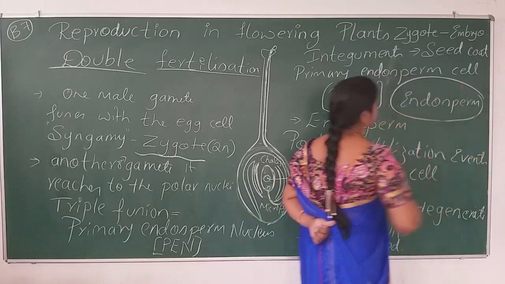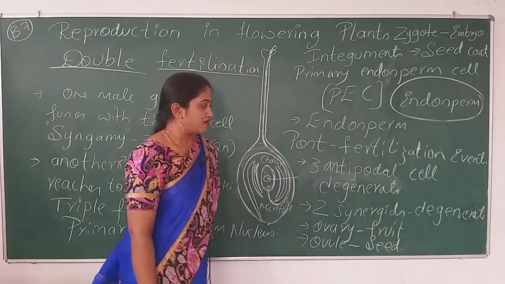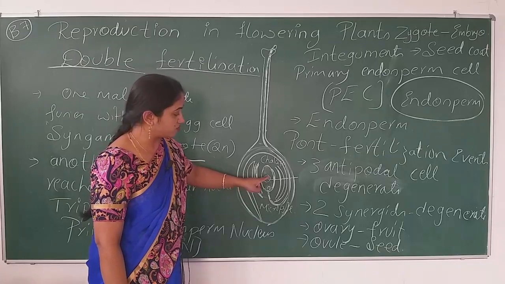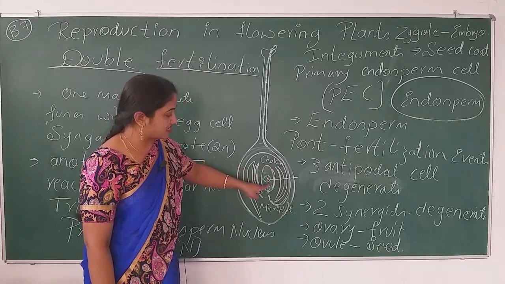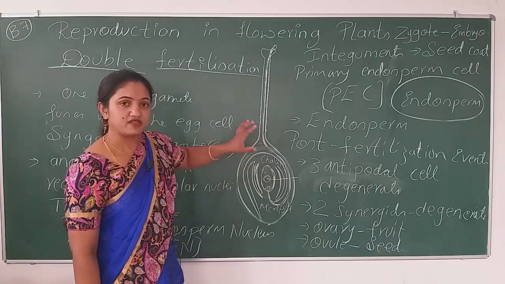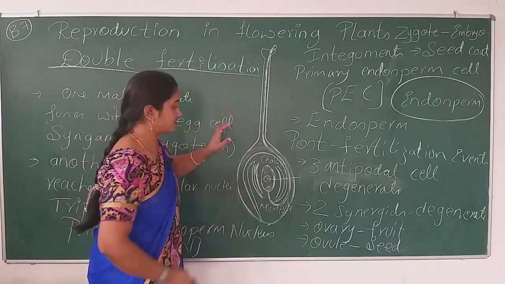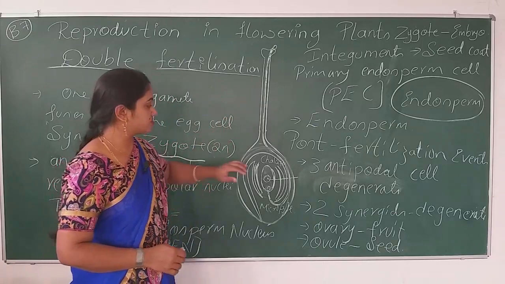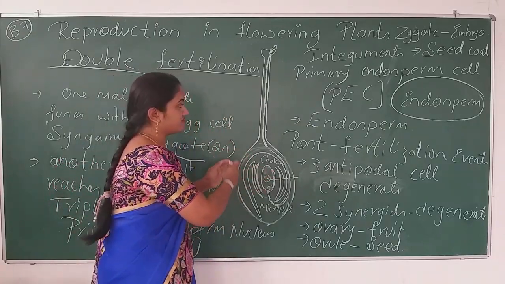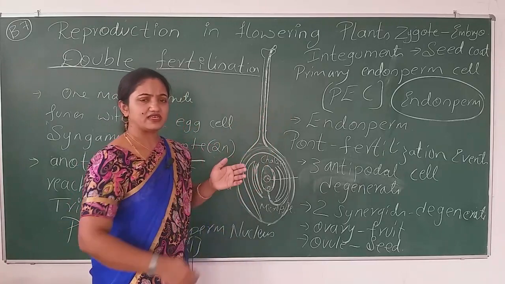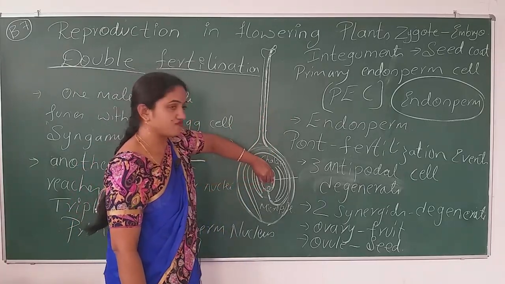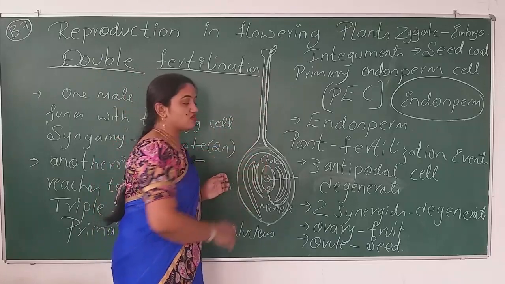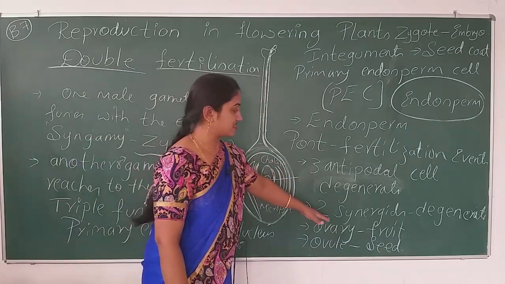From where is the endosperm coming? From the primary endosperm nucleus, the primary endosperm cell. They take mitotic divisions and form a number of tissues. That tissue results in the formation of endosperm. So what is the function of endosperm? Why is it necessary? Why does it develop? Why does it not degenerate with the antipodal cells and synergids?